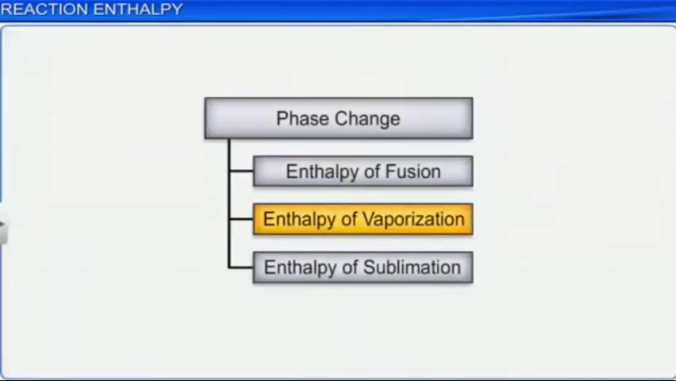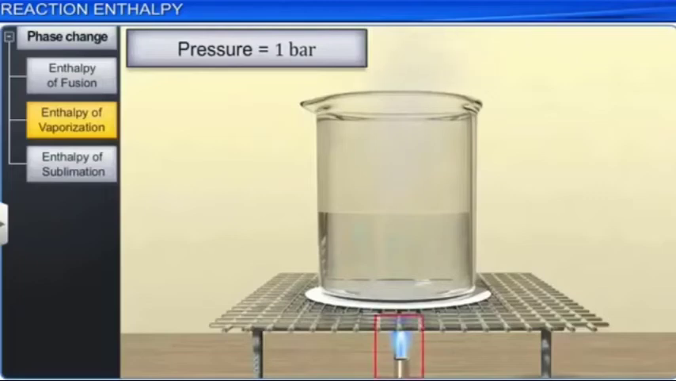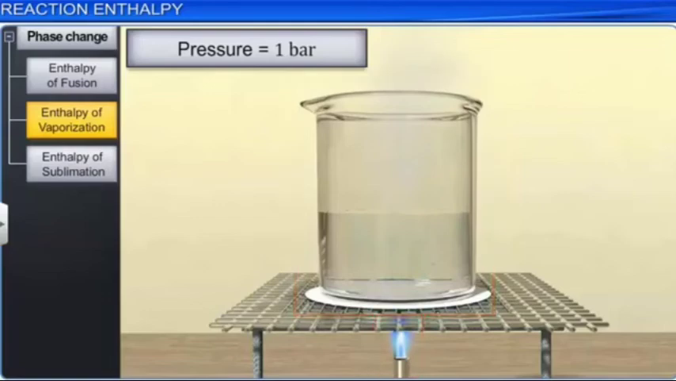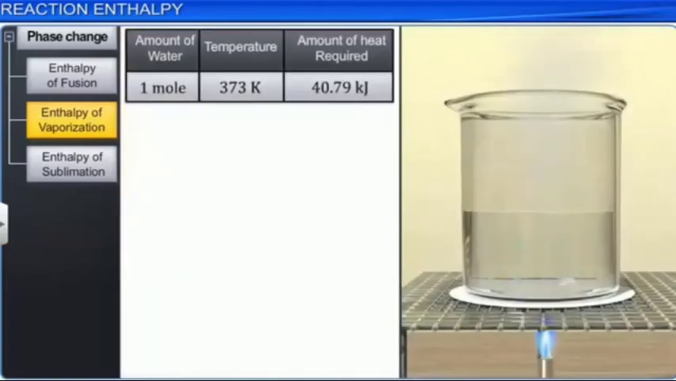Now let's look at the enthalpy of vaporization. The amount of heat required to convert 1 mole of a liquid into its vapor state at constant temperature and under standard pressure is called its standard enthalpy of vaporization or molar enthalpy of vaporization. For example, the amount of heat required to convert 1 mole of water into vapor at temperature 373 Kelvin is 40.79 kilojoules. Thus, the molar enthalpy of vaporization of water is plus 40.7 kilojoules per mole.